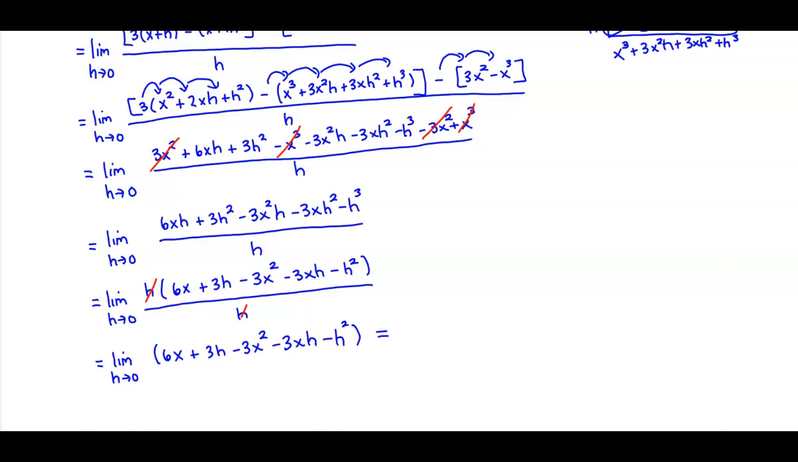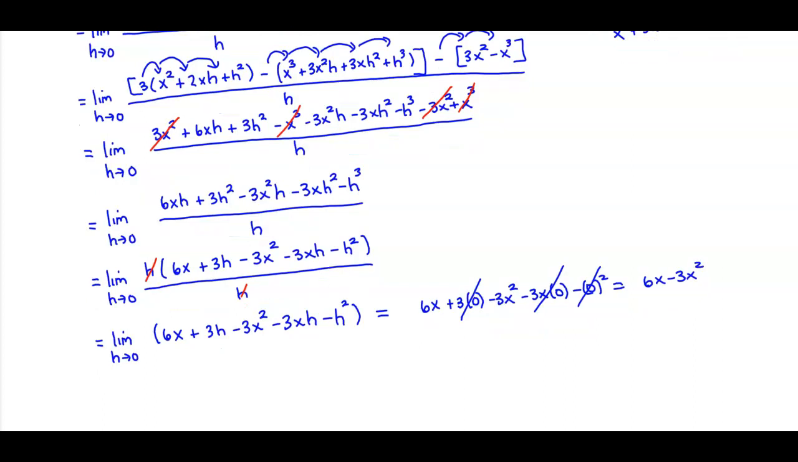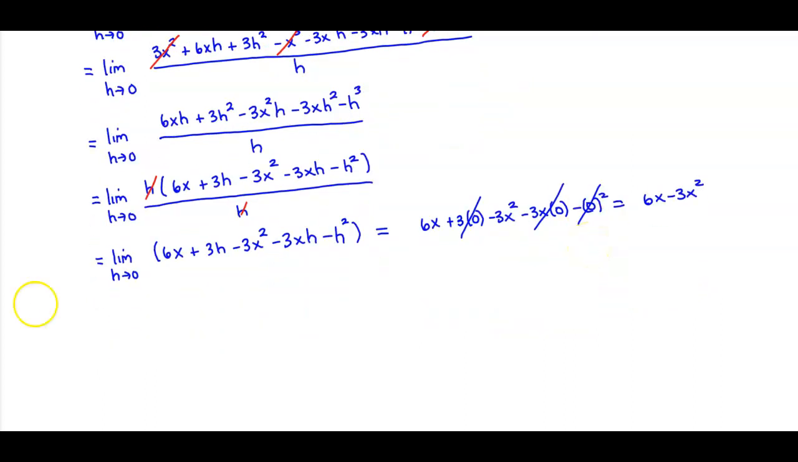And so now we're going to evaluate that at 0. So we have 6x, h is 0, 3 times 0, minus 3x squared, minus 3x times 0, minus 0 squared. So those all go away, and we get 6x minus 3x squared. And so therefore we would say that the first derivative of this function is going to equal 6x minus 3x squared.